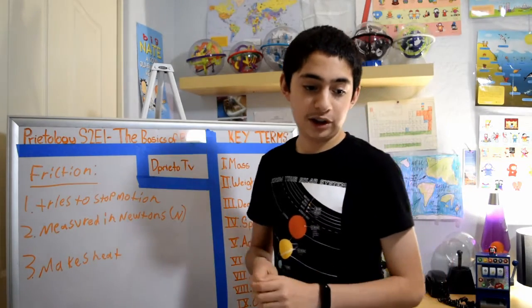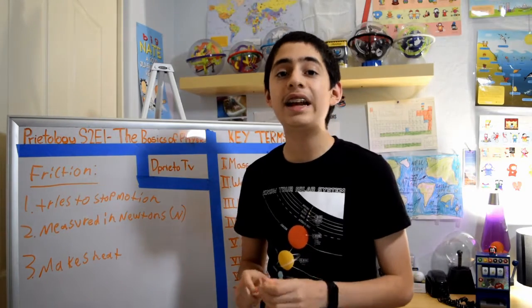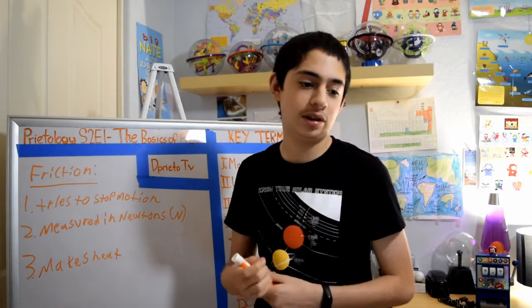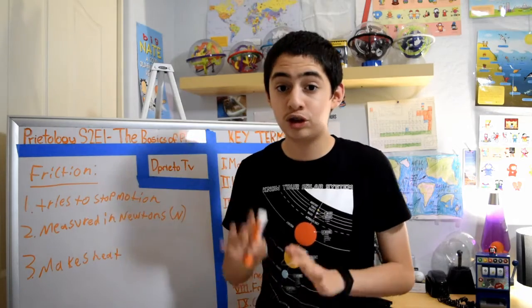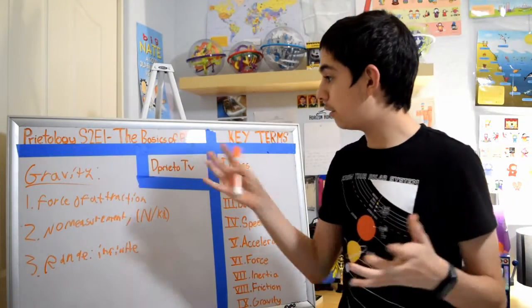Fun fact about friction, the drag or the friction on a car is about 280 newtons of force. So 280 newtons of force is trying to stop a car from moving. Alright, so our last term today, gravity.